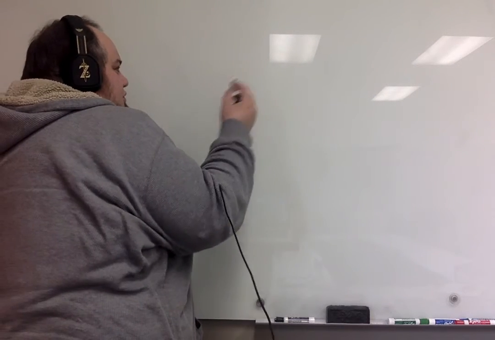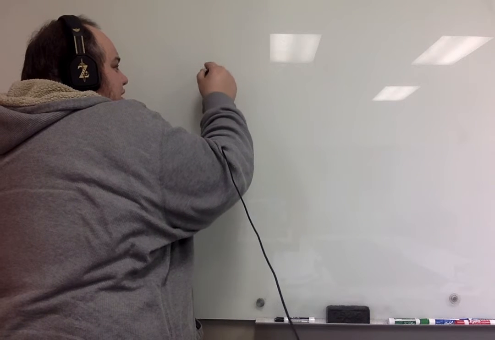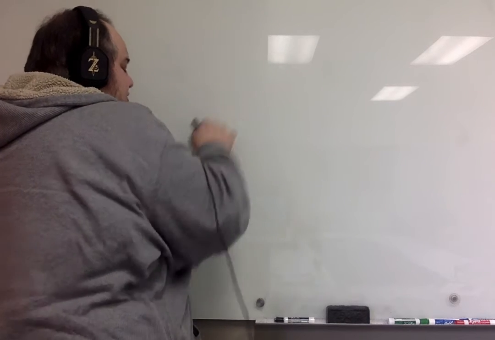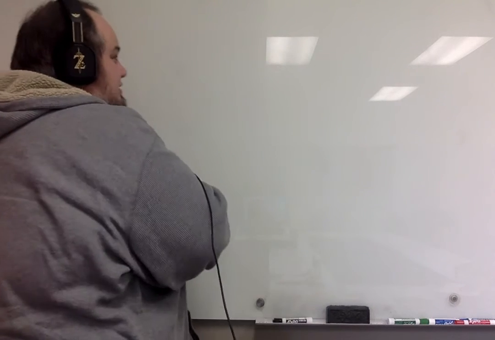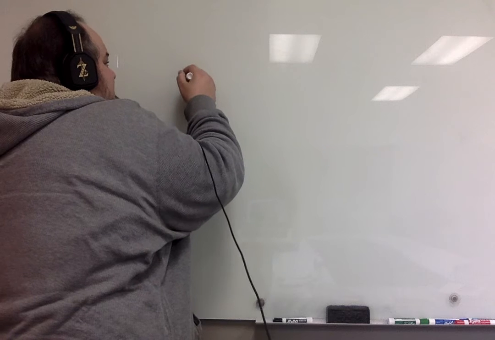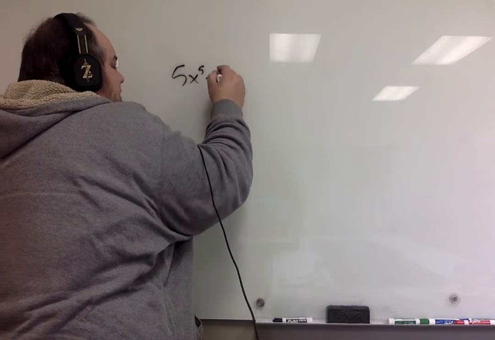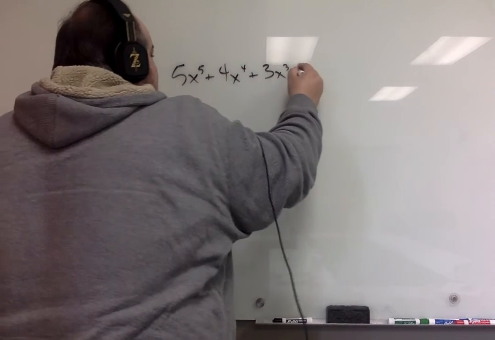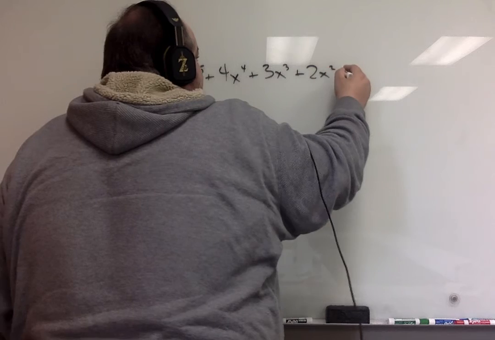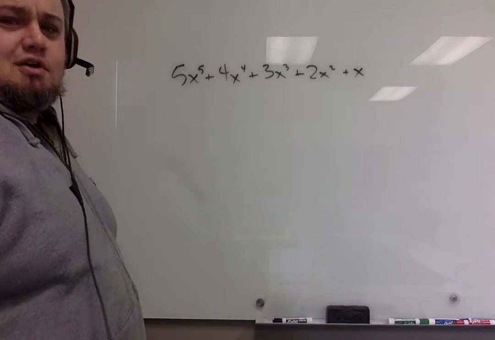So, we looked at several examples in the previous video where you have just a couple terms. But now, what if you have 4 or 5 terms? Like, what if it's 5x to the 5th plus 4x to the 4th plus 3x cubed plus 2x squared plus x, right? So what if you have a bunch of terms like that?